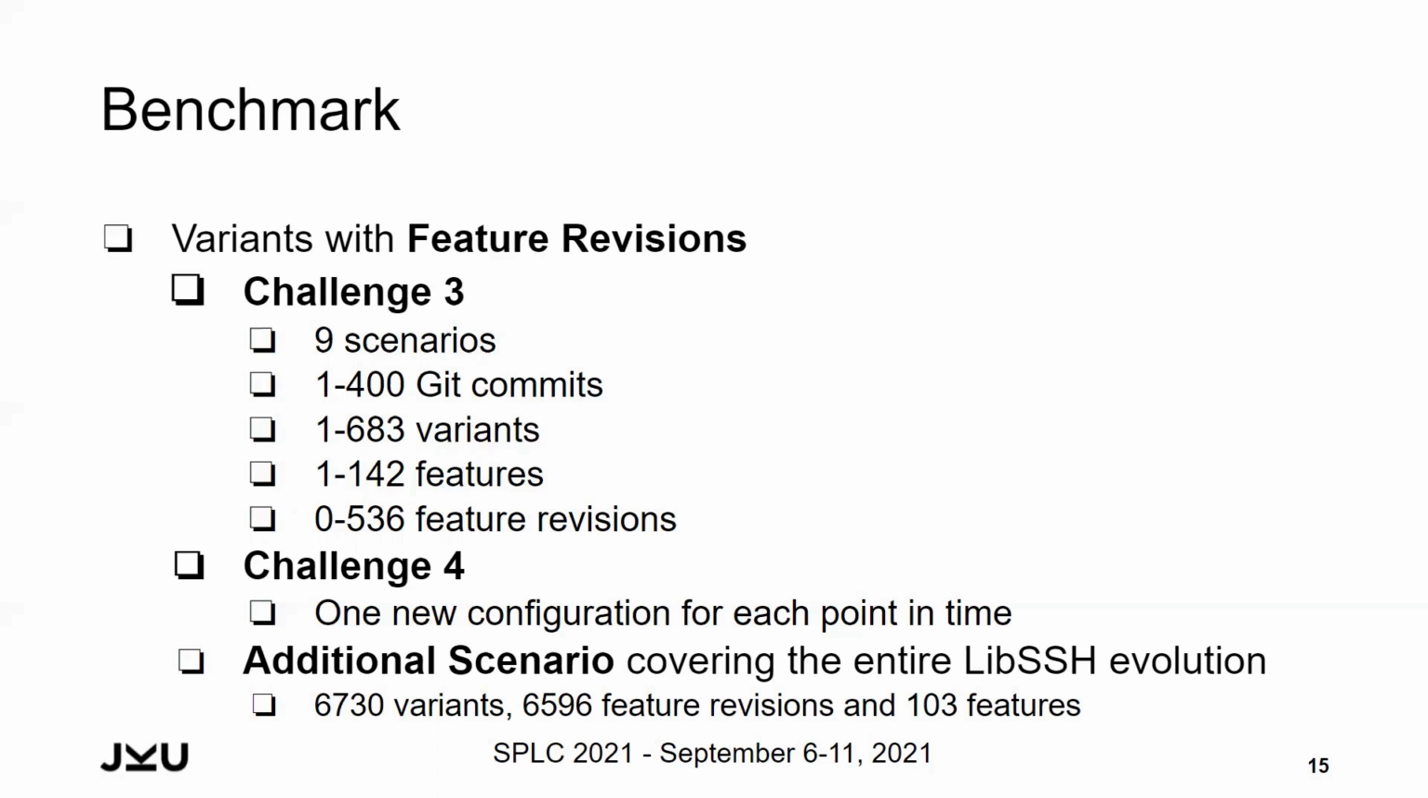For challenge 4, we also make available 1 new configuration for each point in time, where solution proponents can combine different feature revisions for all the scenarios presented in this work. Furthermore, we make available an additional scenario for the libSSH system with a set of 6,730 variants, resulting in 6,596 feature revisions from 103 features, thereby covering the entire evolution of the master branch.